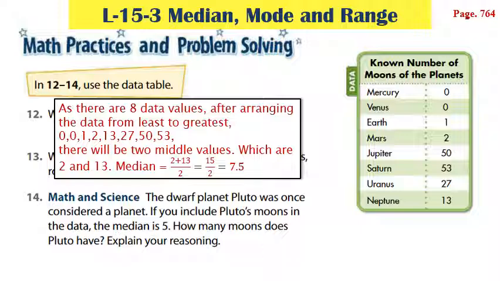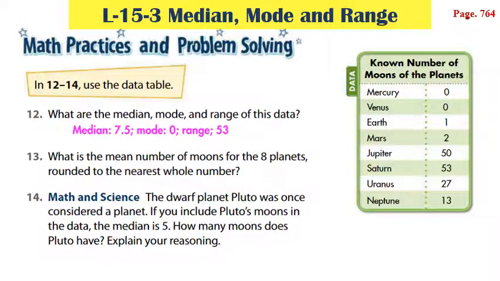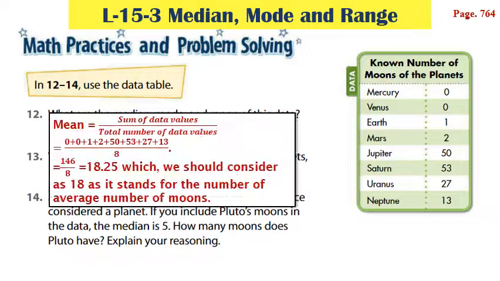Okay, great. Next question now, number 13. What is the mean number of moons for the 8 planets, rounded to the nearest whole number? Very good. 18. How? Mean equals total of the data values divided by the number of data values, which is 0 plus 0 plus 1 plus 2 plus 50 plus 53 plus 27 plus 13, divided by 8. Equals 146 divided by 8 equals 18.25, which we should consider as 18 as it stands for the average number of moons. Good.